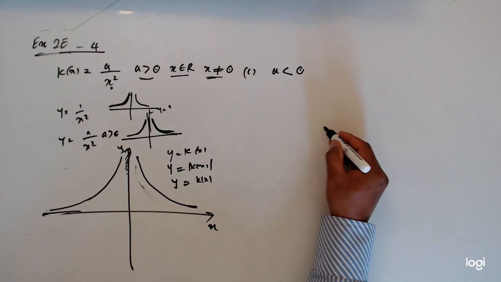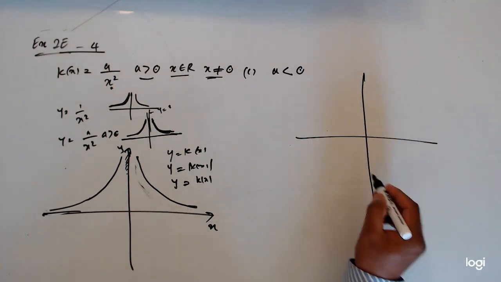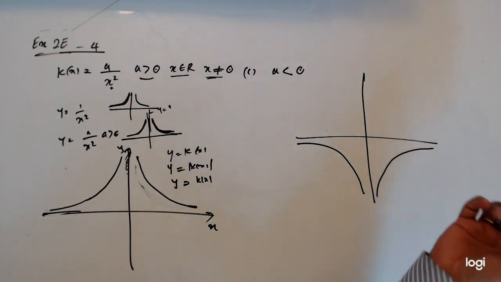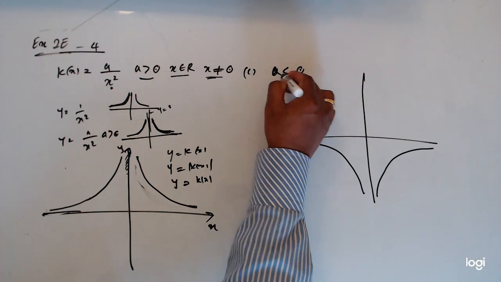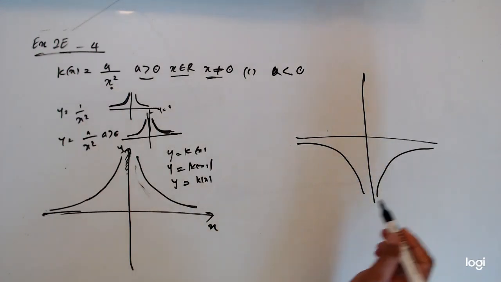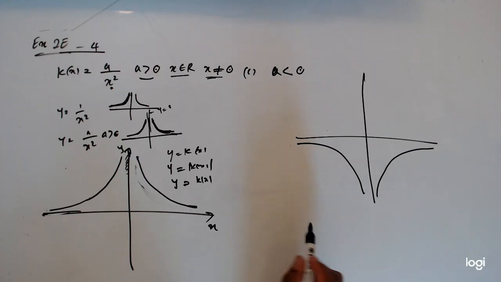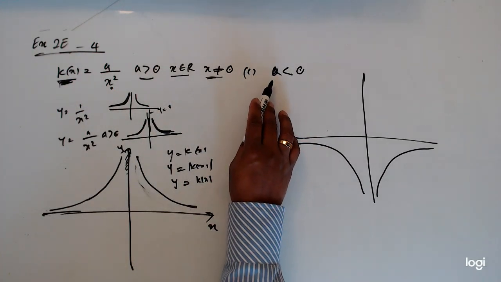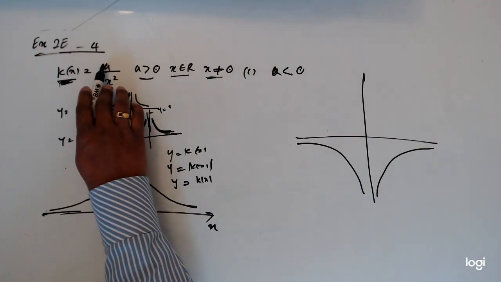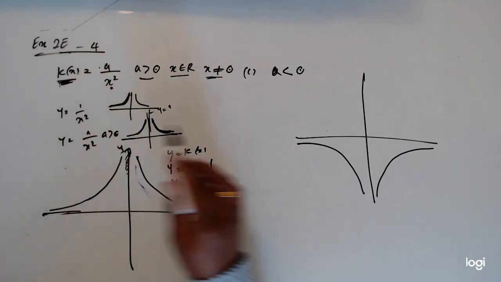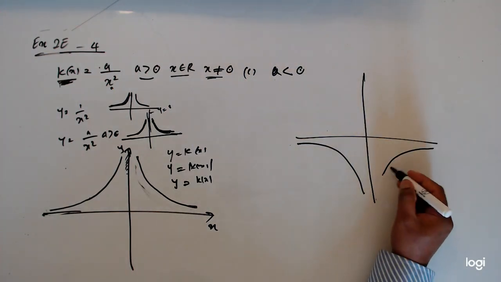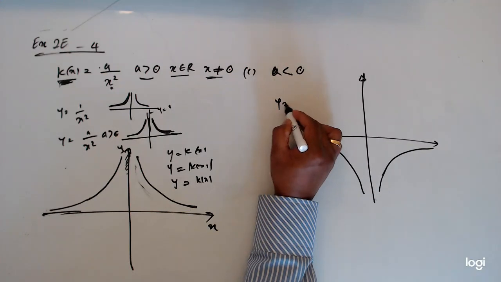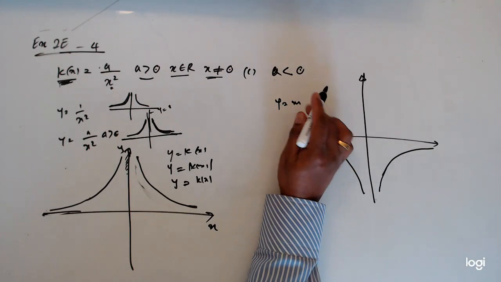Now part C, we want to draw when a less than 0, a greater than 0, then the graph is going to be something like this. Because a is negative, all the y values we are turning into negative. So this is the y equal mx graph.